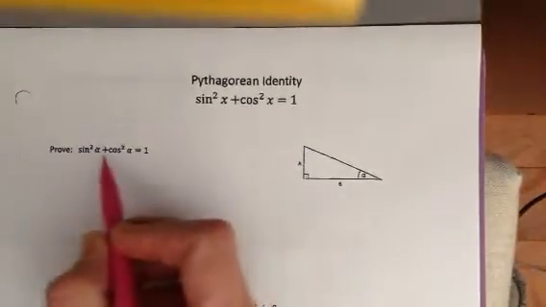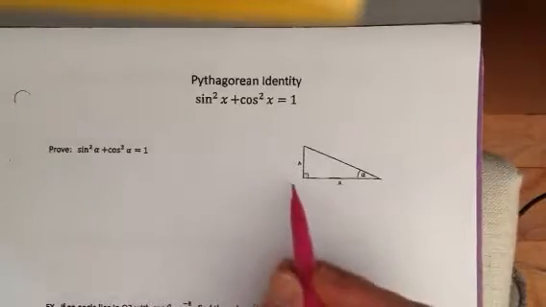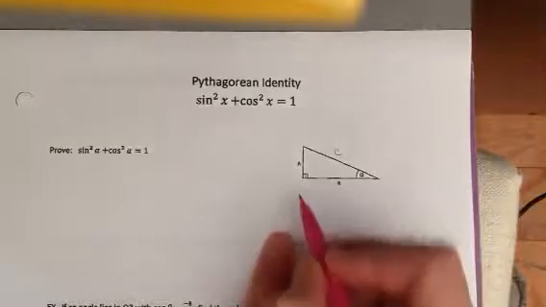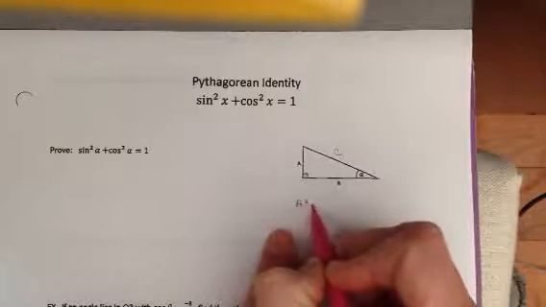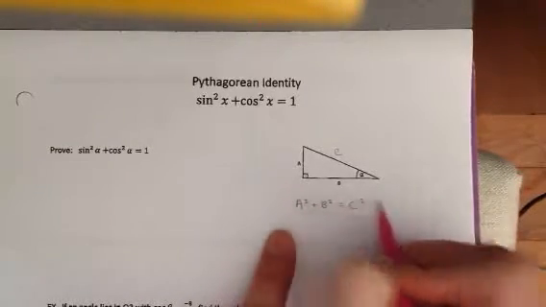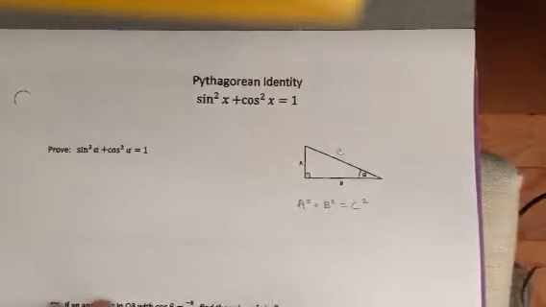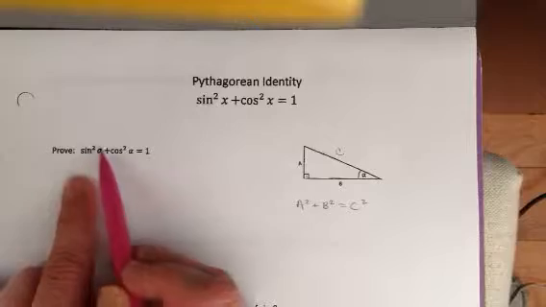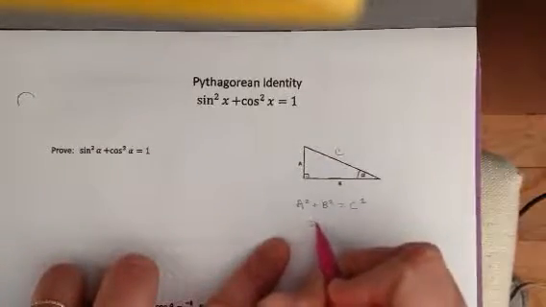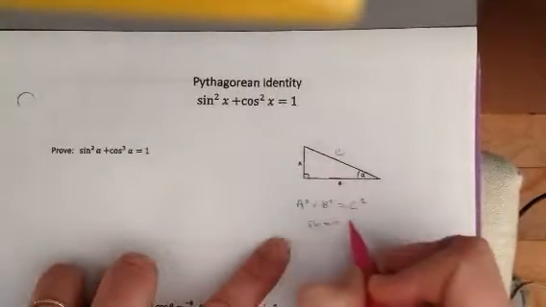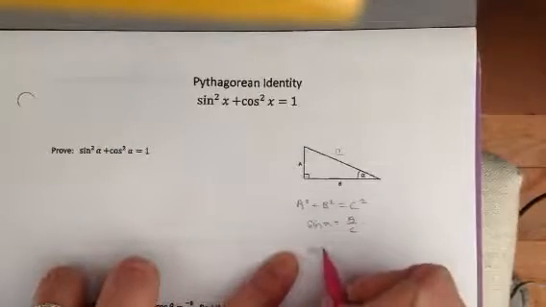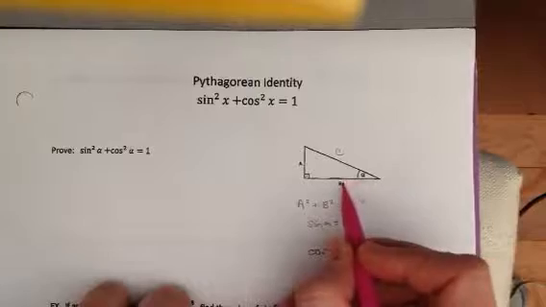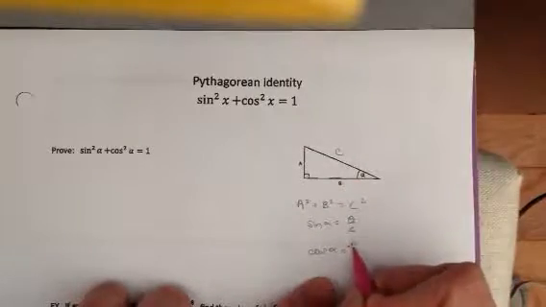Now the first order of business here is to prove why, and the proof is going to lie in the Pythagorean theorem. I labeled the hypotenuse C, and so right now we know that a squared plus b squared equals c squared. That's what our Pythagorean theorem tells us. We also know, talking about the sine of alpha, that the sine of alpha is opposite over hypotenuse. And the cosine of alpha is the same thing as adjacent over hypotenuse.